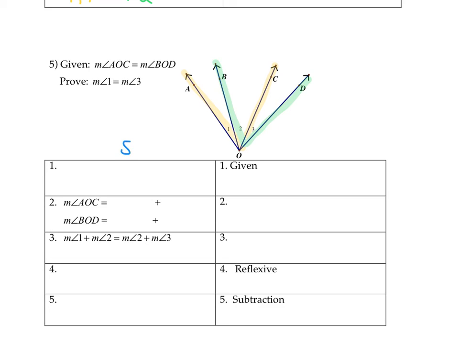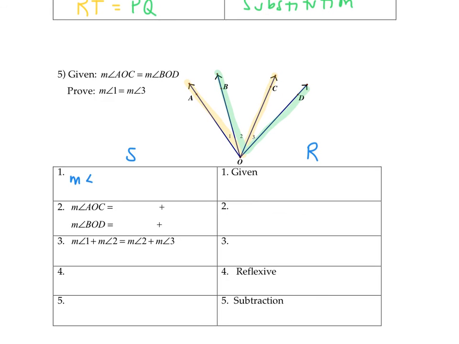Start with statements and reasons. So number 1, we're given the measure of angle AOC equals the measure of angle BOD. And again, that was given.